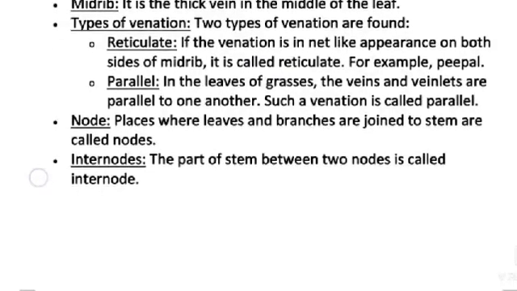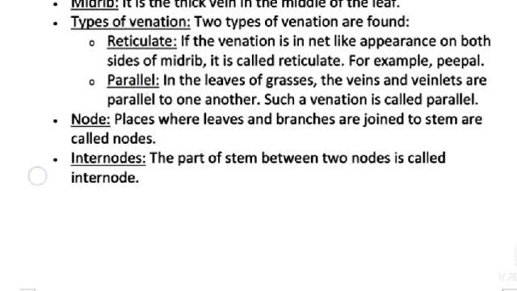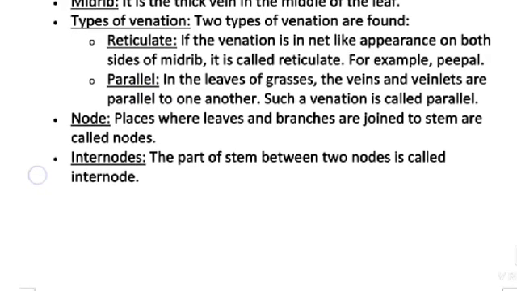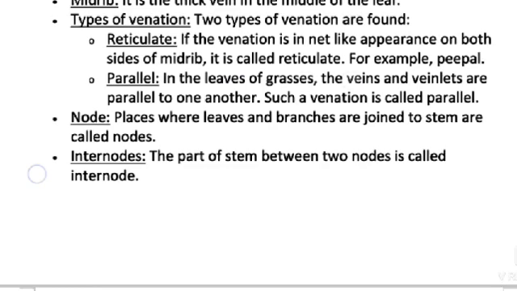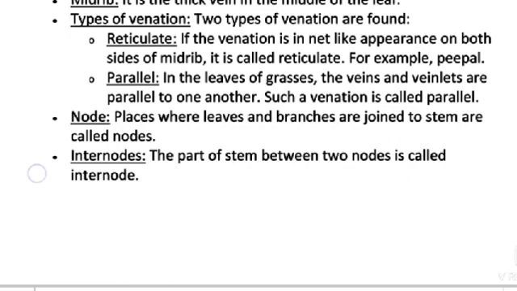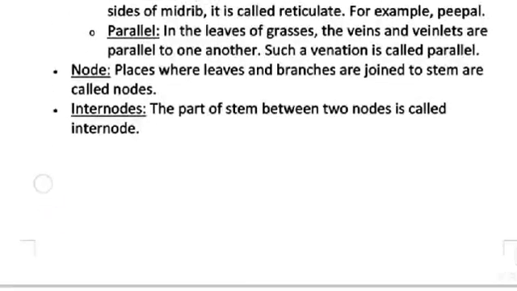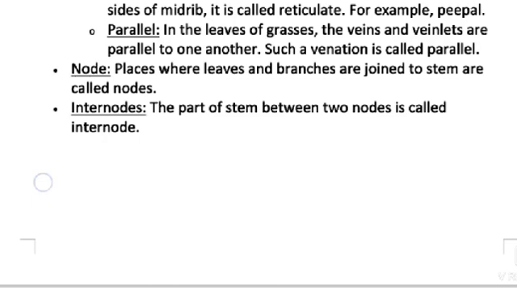For example, peepal in dicotyledon. Parallel. In the leaves of grasses, the veins and veinlets are parallel to one another. Such a venation is called parallel. All monocotyledons have parallel venation.